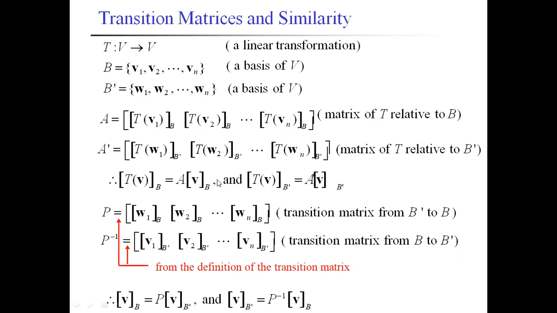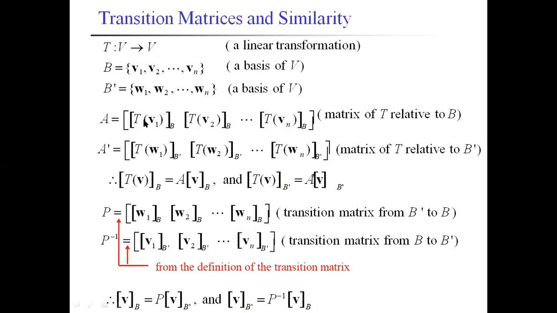Now, discuss transition matrices and similarity. T is a linear transformation from V to V. B is a basis for V: V1, V2, and so on, Vn. And B dash is one more basis of V, that is W1, W2, Wn is also a basis of V, because T is an identity transformation.